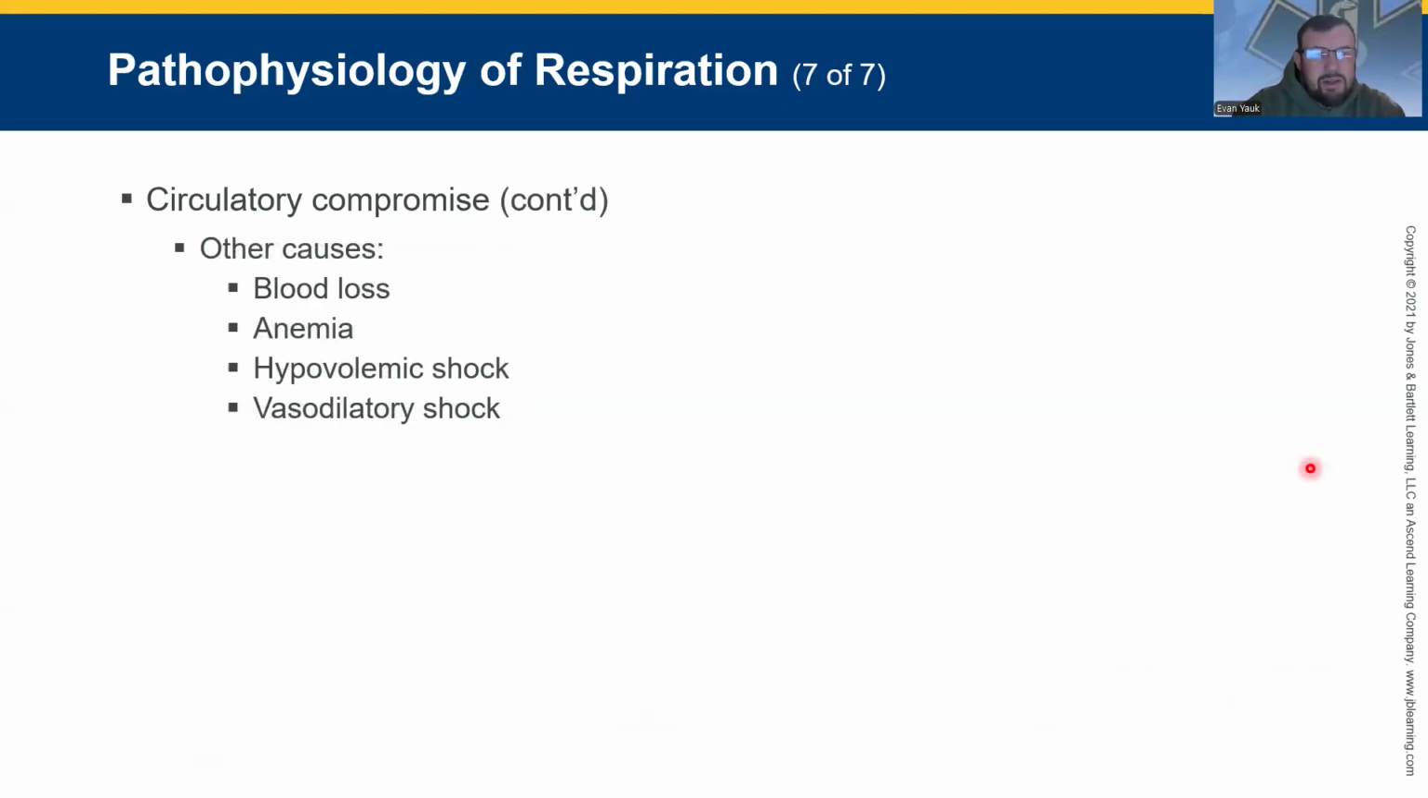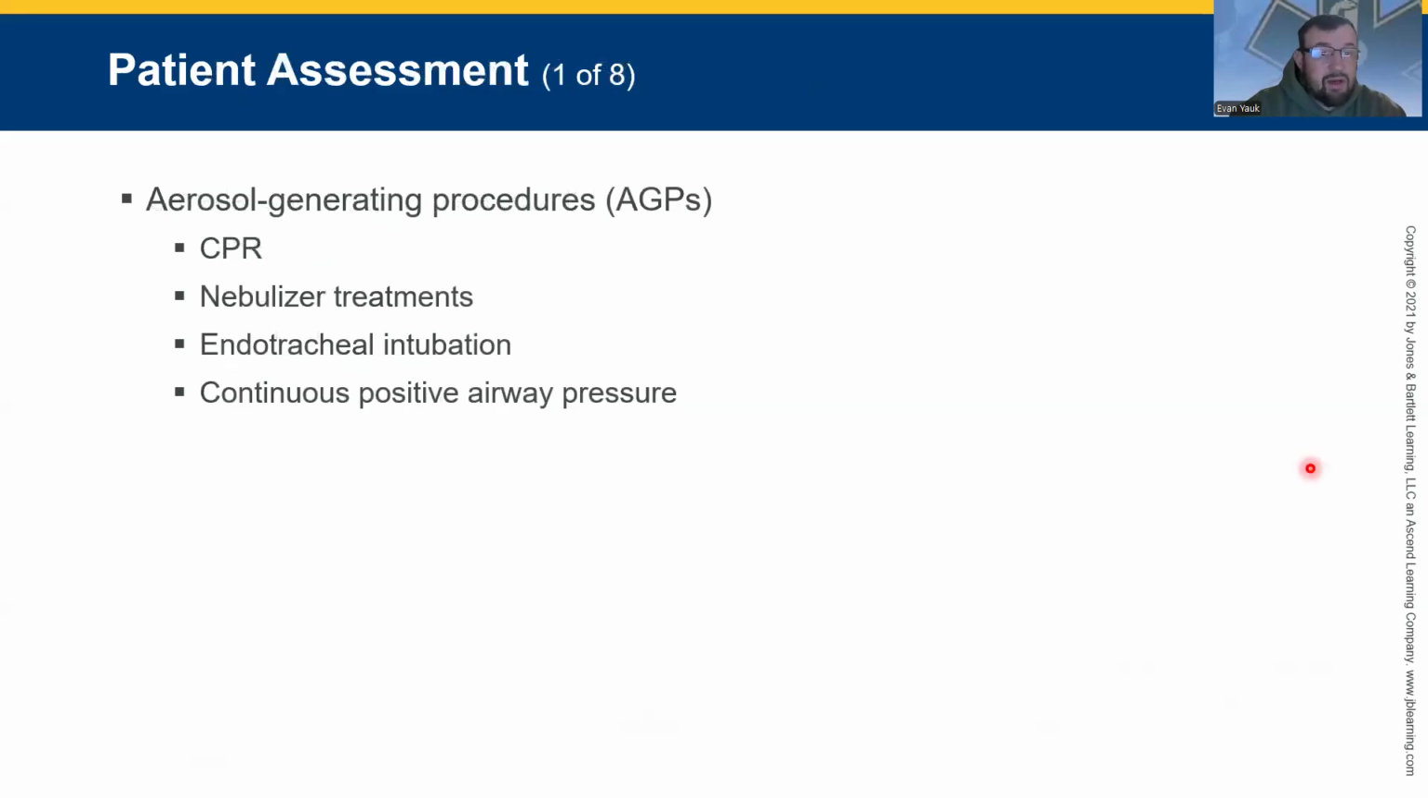Circulatory compromise, other causes: blood loss. If we don't have the fluid to pump, we've got a problem. If we don't have the fluid to carry the oxygen, we've got a problem. Anemia, once again, lack of blood or low blood count. Hypovolemic shock, vascular dilatory shock.